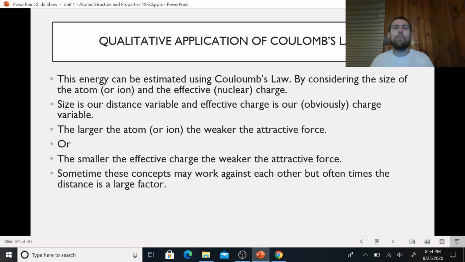Now, since we're only looking at this qualitatively, when you start to really dive into it, these two concepts can work against each other. By these two factors, we're talking about the size and the effective nuclear charge. They can work against each other. But when we start to look at this, distance tends to be the determining factor. It's going to play a bigger role than the effective nuclear charge piece. That doesn't mean effective nuclear charge can't influence Coulomb's law, but the distance component is what's going to play the bigger role. Hope that makes sense.